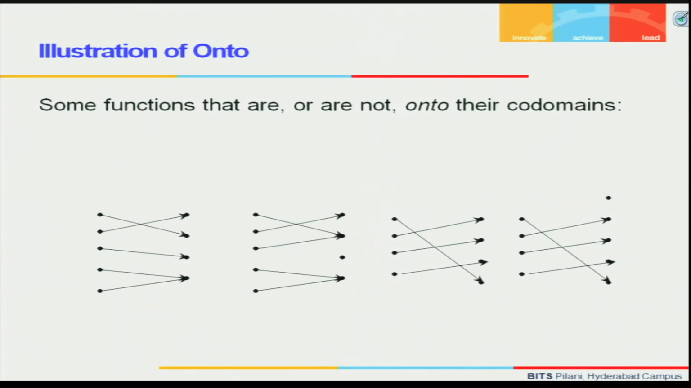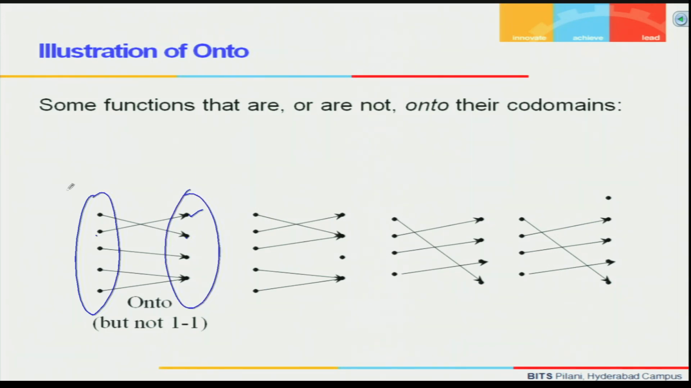Let us see these simple examples. You see, every element here has a pre-image. What I mean here is, this is set A and this is set B, and this is how I am defining a function. This is a well defined function because all the elements here have been mapped to some elements of B. Hence it is a well defined function. I am examining whether it is an onto function or not.